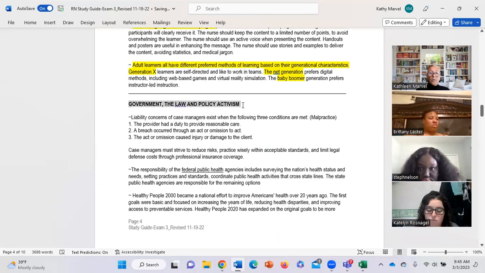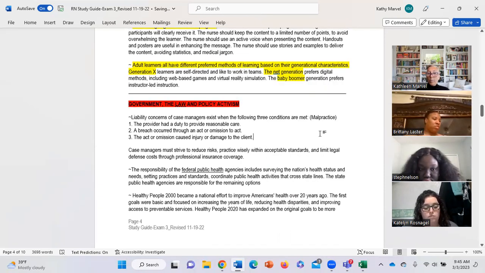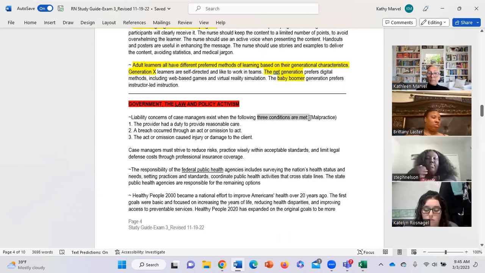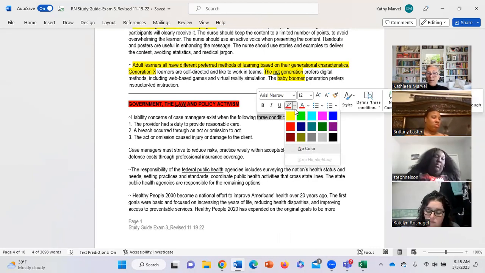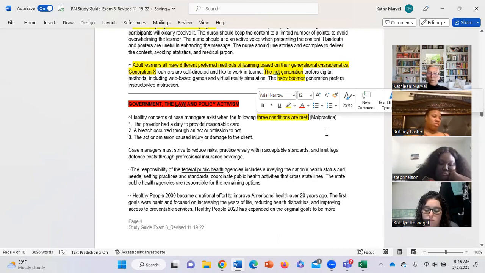In this section of government law and policy activism, here's where we talk about malpractice. Okay, 3 conditions need to be met before malpractice can be. Liability concerns exist when the following 3 conditions are met. You had the duty to provide reasonable care.